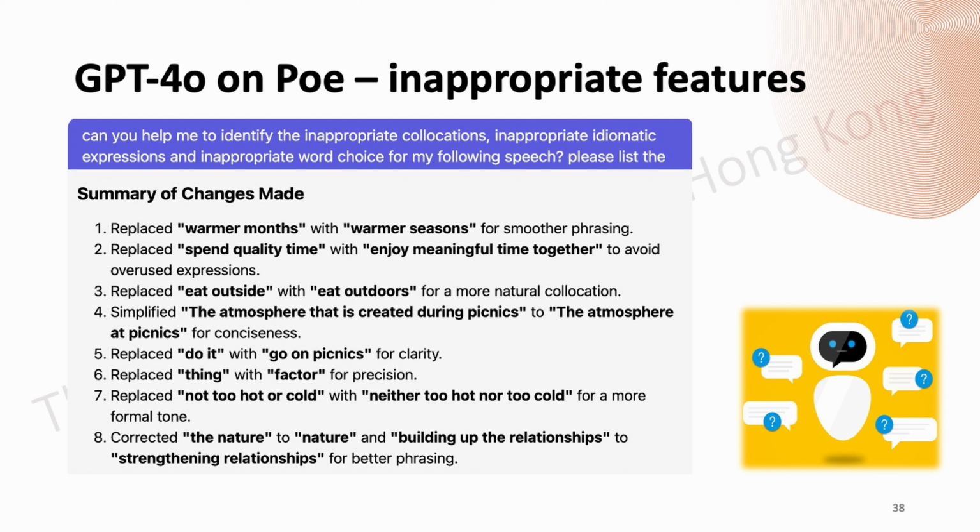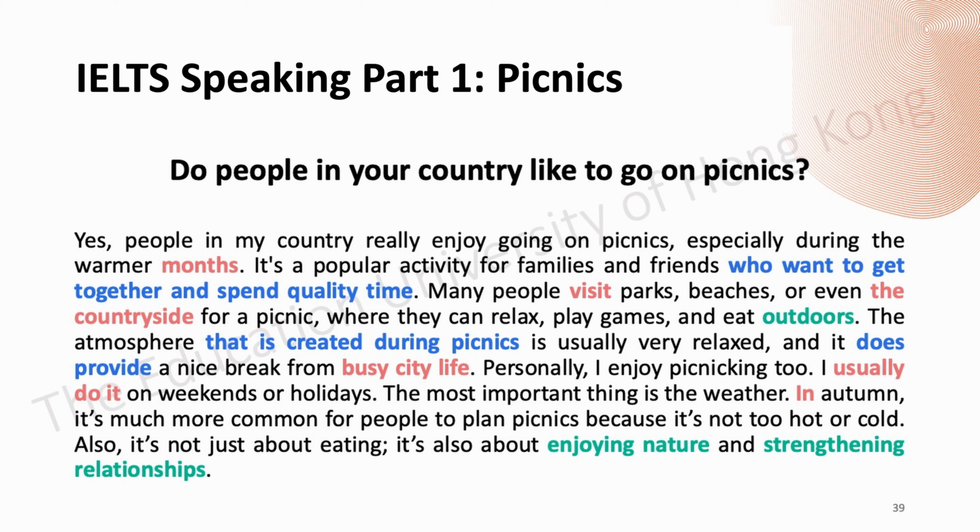I'm using my revised speech as an example. GPT-4o has identified 8 inappropriate features for me. Remember, you will need to read its response critically and decide whether you accept the corrected sentences or not. Okay. I have taken 3 revisions from the response as bold in green.